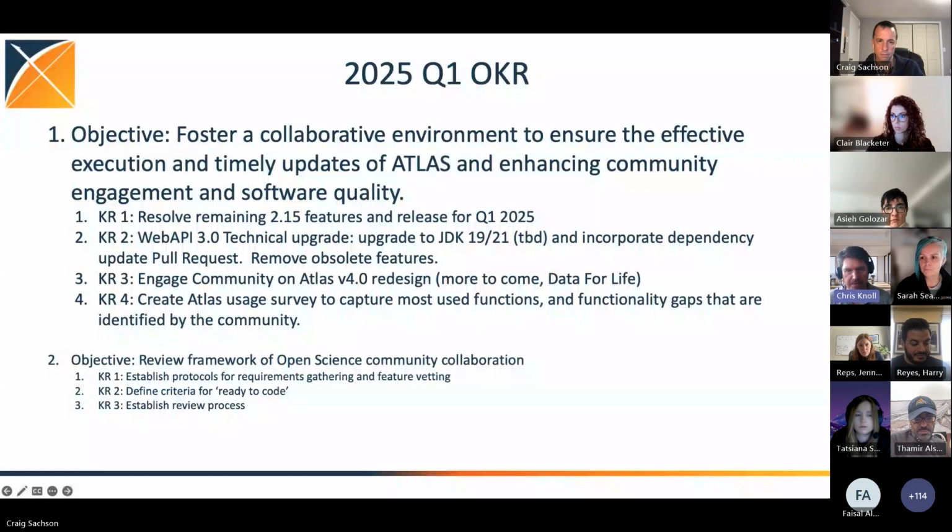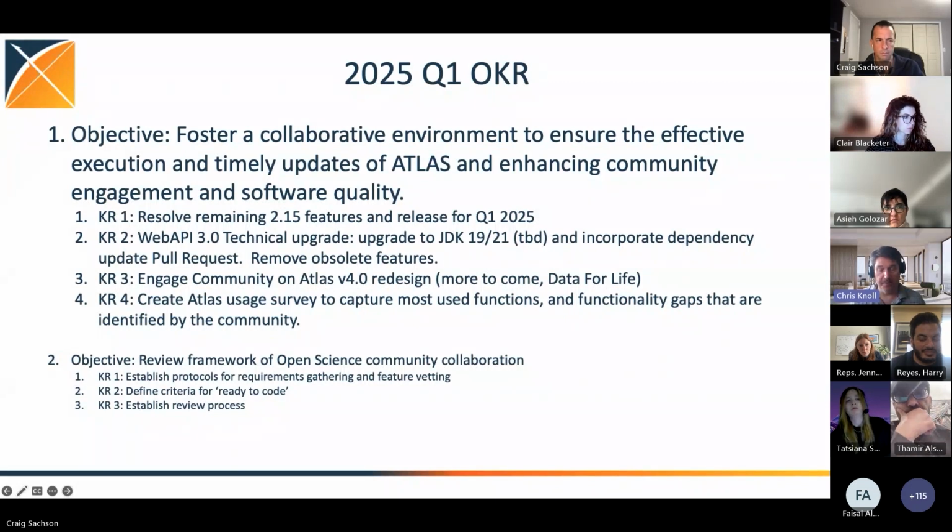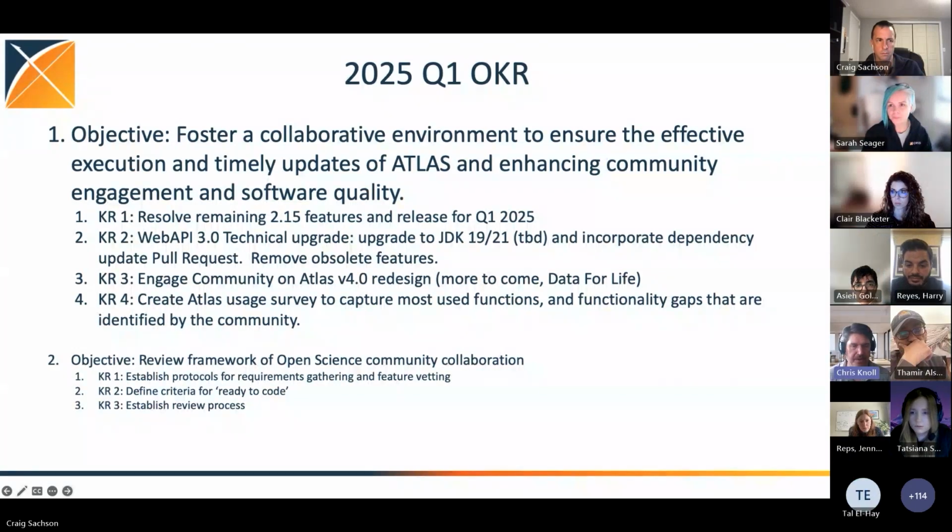And our key result 4, and we'd like to do this sooner rather than later, is to create an Atlas usage survey to capture the most used functions and functionality gaps that are identified by the community. This will help us in our process of moving into our 3.0 platform, because we have the freedom to break backwards compatibility when we move from major releases from a 2.0 to a 3.0. So we will be able to take this opportunity to remove anything that's obsolete or no longer finding value in the community, and also potentially change around some things for the 3.0 release to make things a little bit more functional.